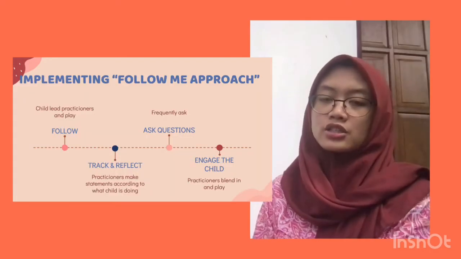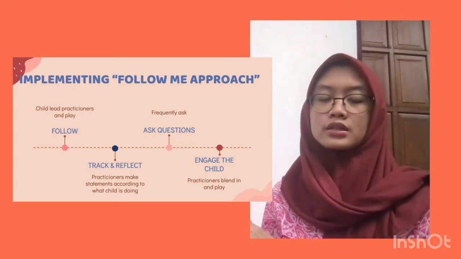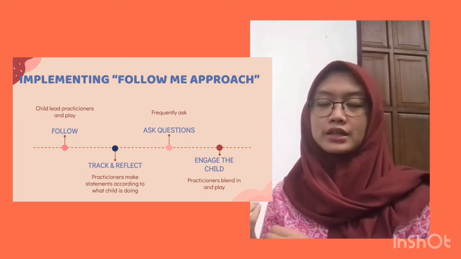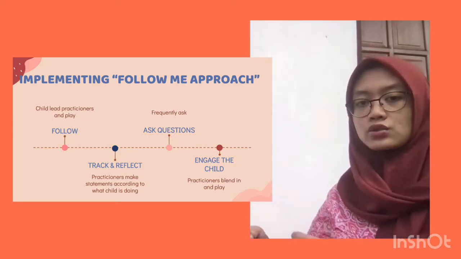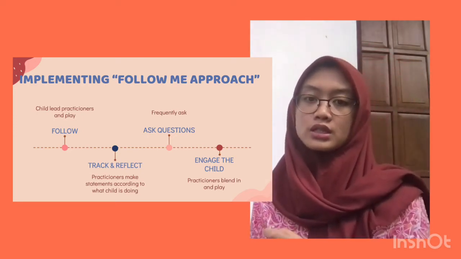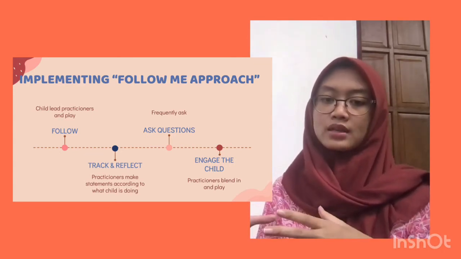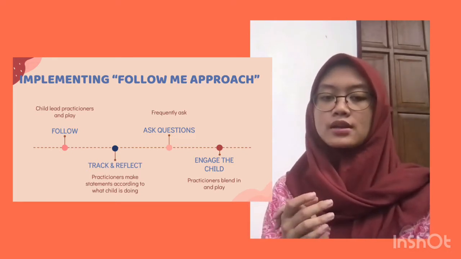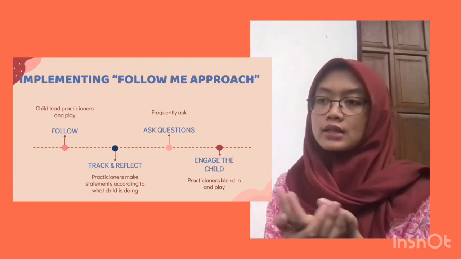Let's continue with a practitioner's guide for implementing the follow me approach, where first the practitioner should follow the child, where the child leads the practitioner in play. What the practitioners do is track and reflect, making statements according to what the child is doing. For example, you go to a spot that has a box full of sand, and the kid starts playing. You just say, "Oh, you're playing with sand. You're scooping sand that's the color yellow."